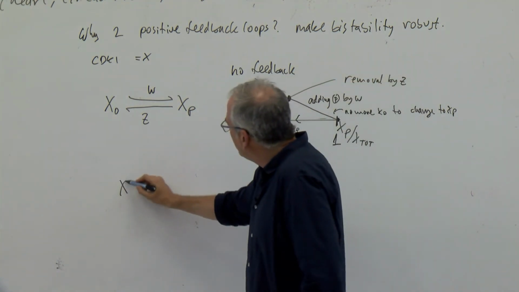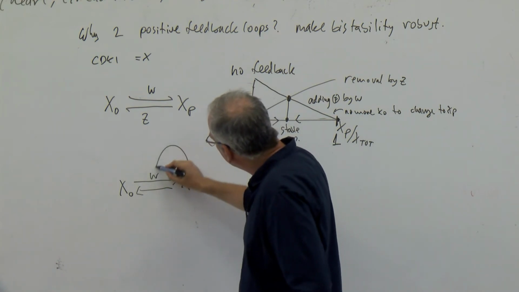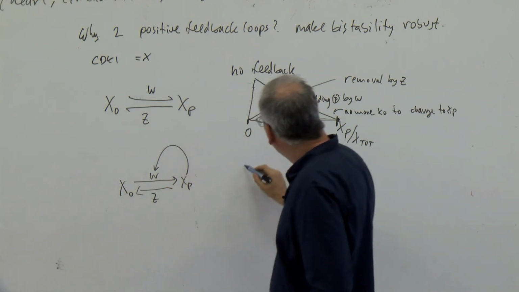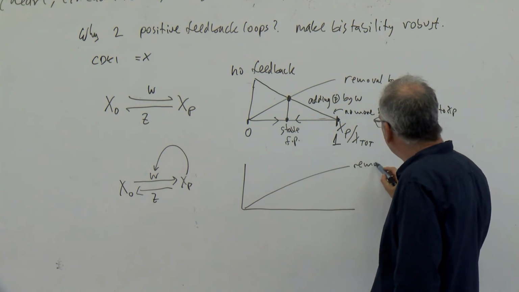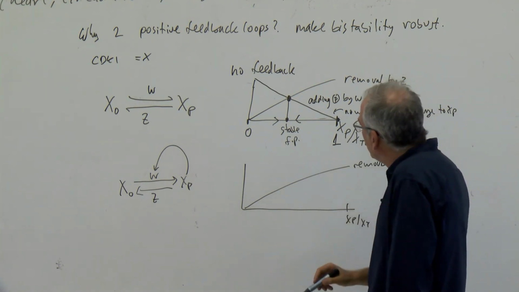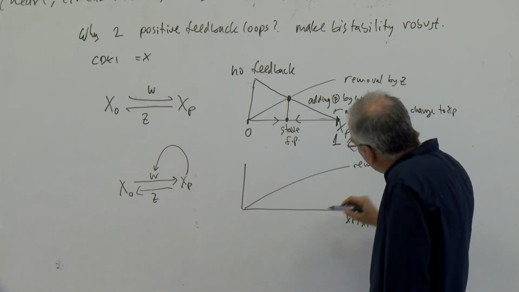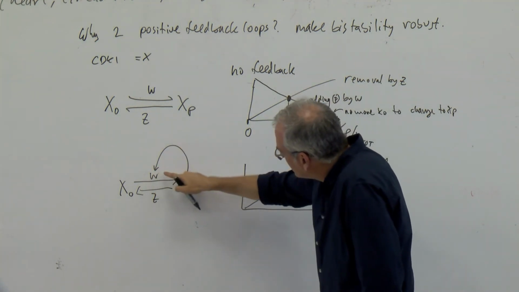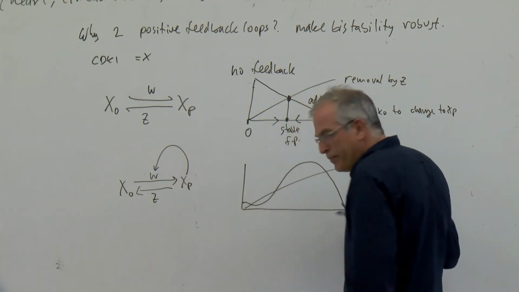Now let's add one feedback loop, one of the two. Let's say this one, where XP activates W by phosphorylating it. How does that change these curves? So Z is unchanged. This is removal. But look what happens to addition. When everything is phosphorylated, it has to be 0, like before. But also, when XP is low, addition is low, because it activates its own addition. So it starts low, goes high, and then goes low.